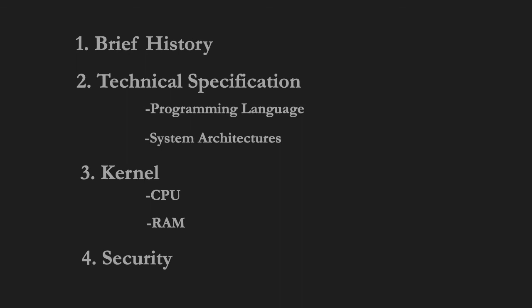Okay, to wrap up again. In the first part, we discussed the brief history. And then the second part, the technical specification. We have discussed the programming language. And then the one just finished, the system architecture. And now we're going to the third part, the kernel of the Symbian OS.